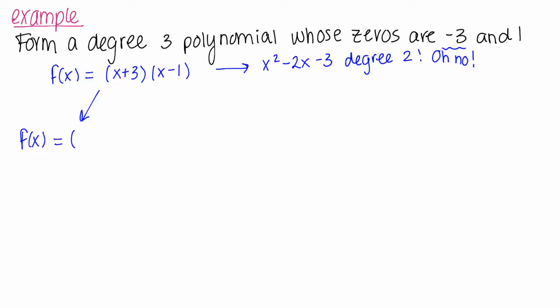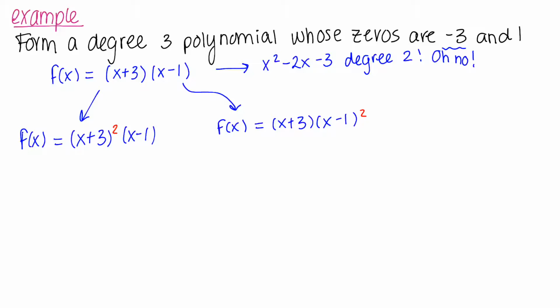But what we could do, and we have two options here, you can square one of the zeros. So I could square this 0 right here, and this would make a degree 3 polynomial. Or, if you wanted to, you could square the other factor. So x plus 3 times x minus 1, and this guy is quantity squared. Either of these are valid answers, so they're both going to be degree 3.